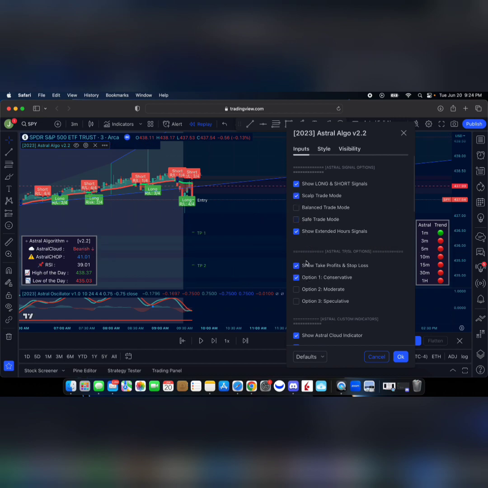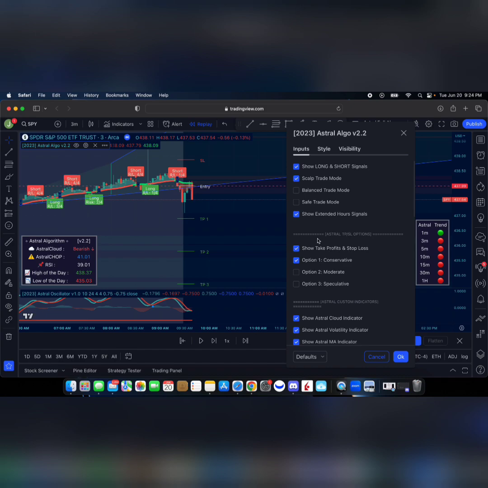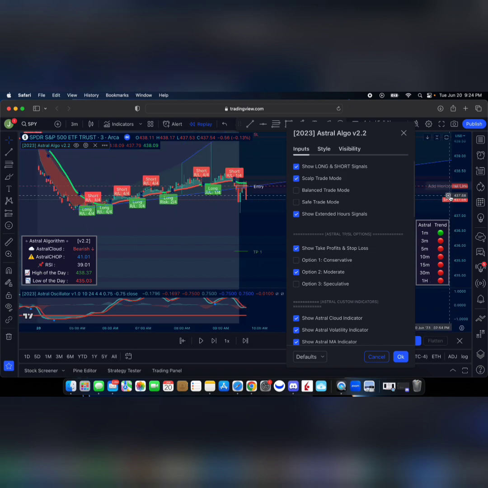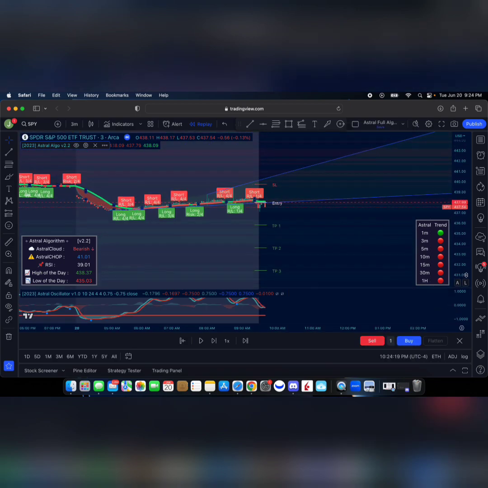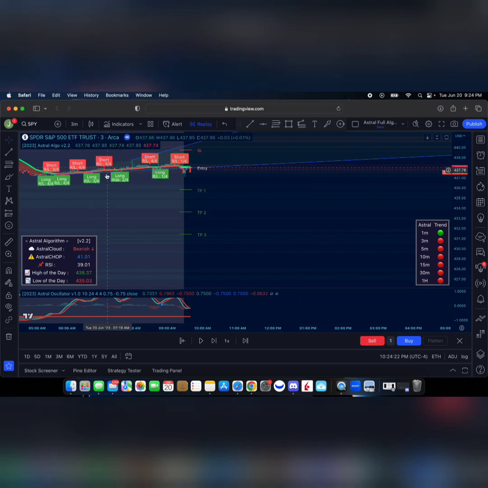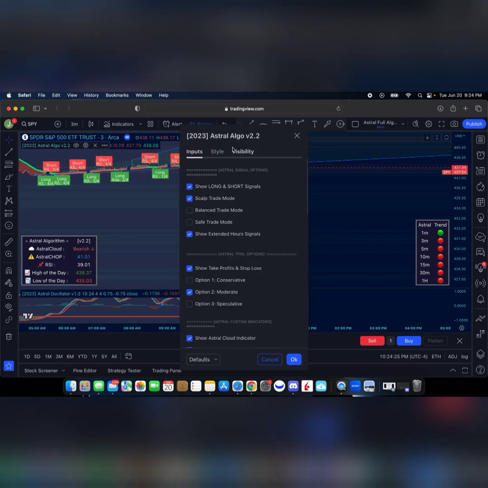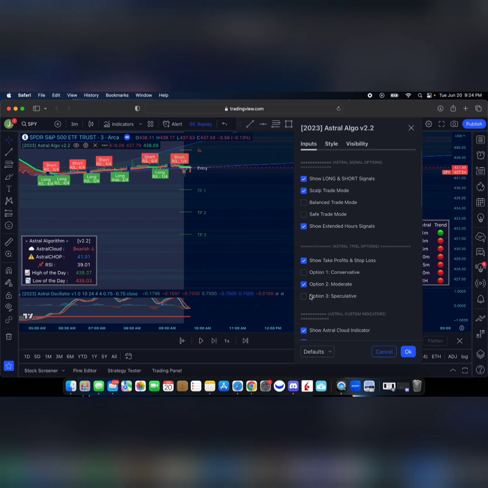But I usually keep it on scalp mode. Price and stop loss entries: conservative. I keep it on conservative, option 2. And let it move. There we go. And it's more spaced out. You have to give it more time. And then speculative, option 3. More spaced out, more safe, but you have to play a longer time frame. But I usually put it in option 1.